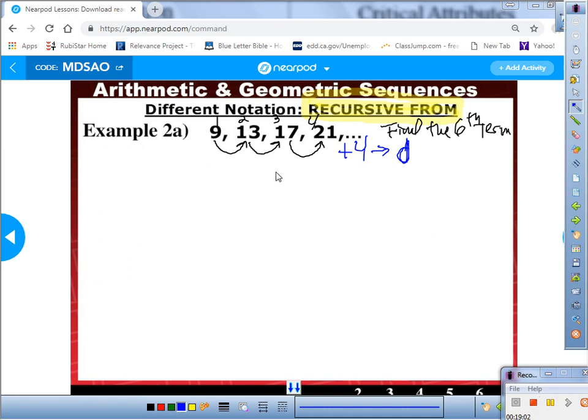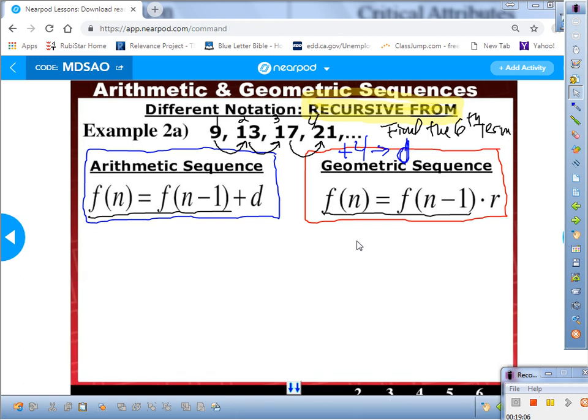So now that I identify that, I go to my formulas. Which one shall I use? This one or this one? This one because it's an arithmetic sequence and that's the one that has the letter D. Are we there so far?